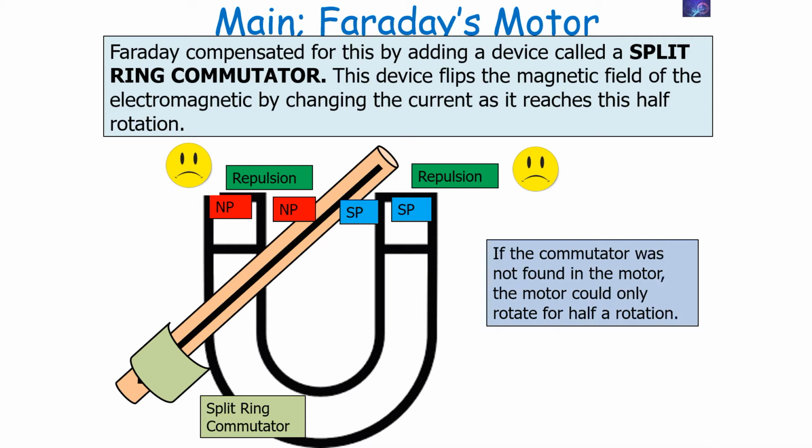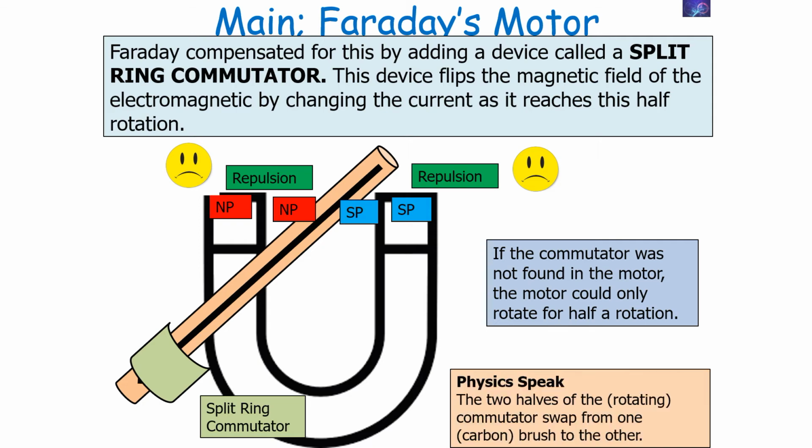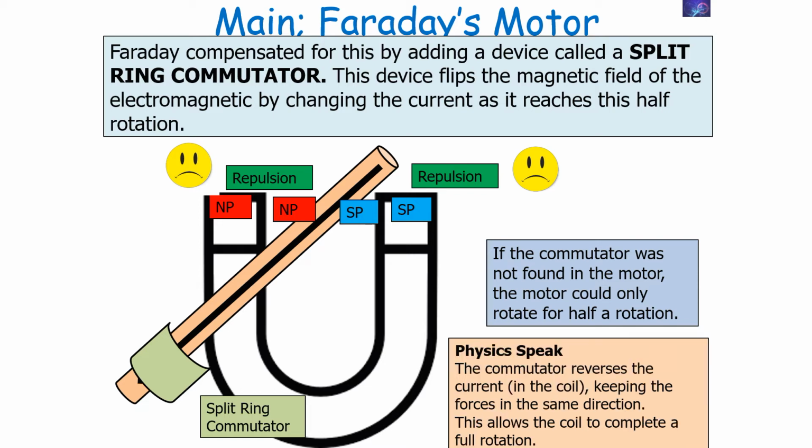Now this means that if the commutator was not found in the motor, it could only rotate for half a rotation before you get attraction and therefore no more movement for your coil. So what happens is the two halves of the commutator swap from one brush to the other. This reverses the current in our coil and keeps the forces acting in the same direction. You've always got this repulsive force. So this will allow your coil to complete a full rotation.